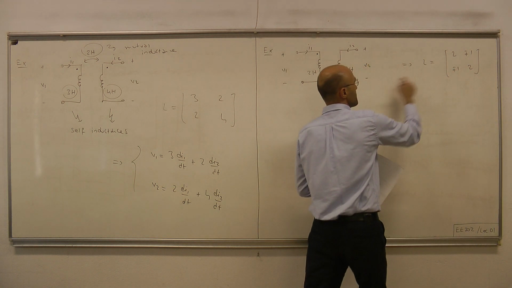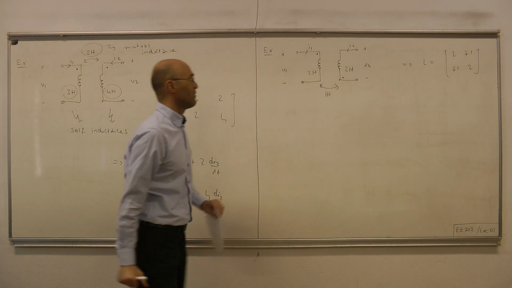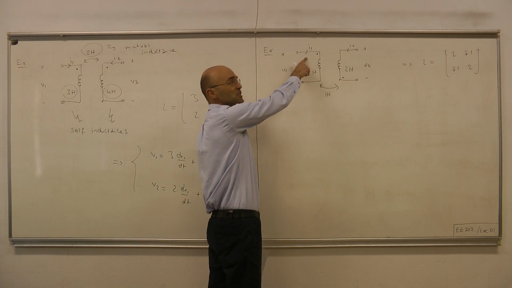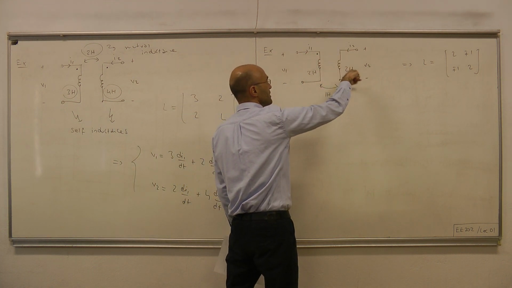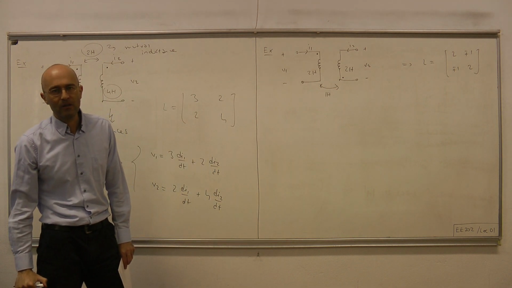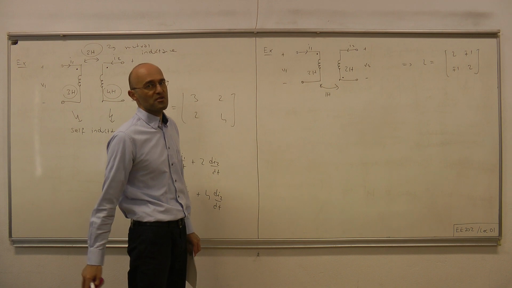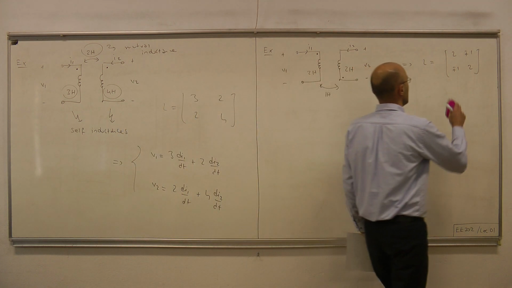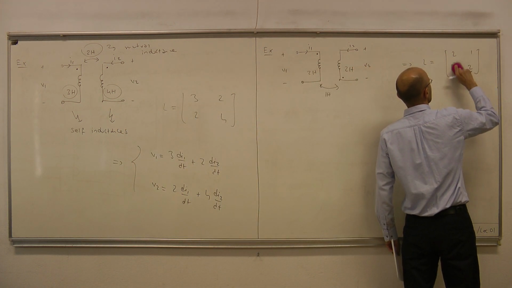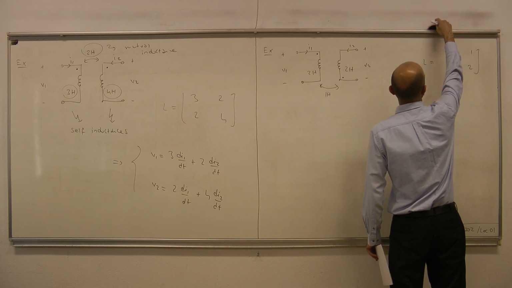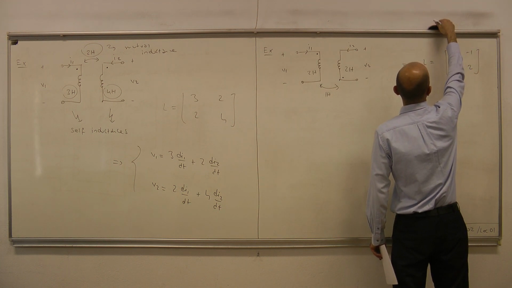So let's figure out whether this is plus or minus. First current is entering from the dotted terminal, second current is leaving from the dotted terminal. Therefore, the fluxes are opposing one another, meaning the off-diagonal terms must be negative. So we have minus and minus.